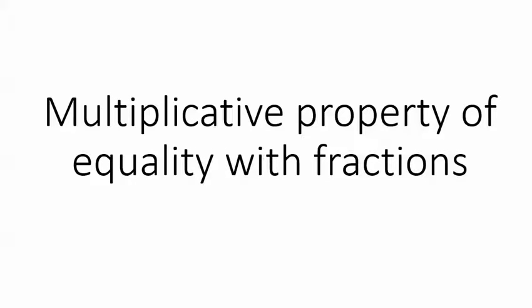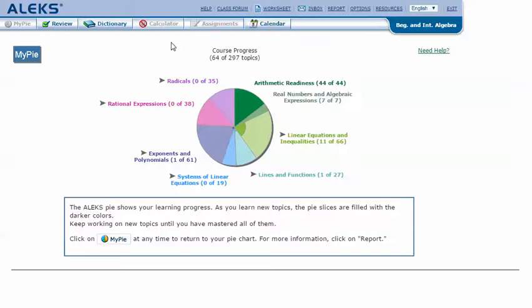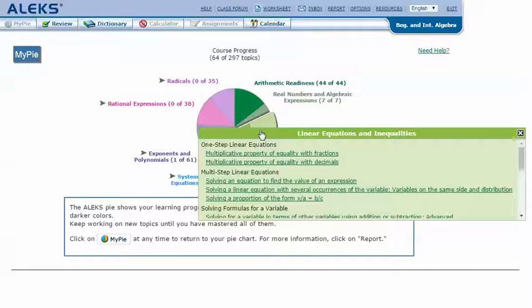Multiplicative property of equality with fractions. In your ALEKS pie, mouse over the light green slice, Linear Equations and Inequalities, to reveal the drop-down list of topics you need to cover. Click on Multiplicative property of equality with fractions.